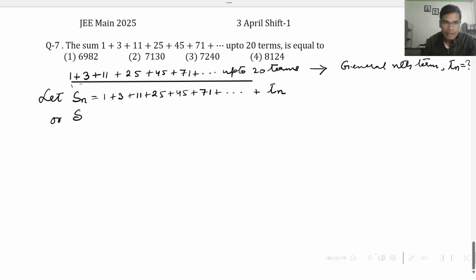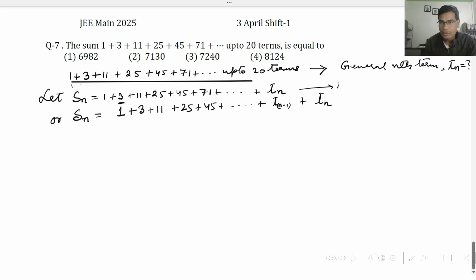Now I'll write the same sum again, but this time the first term I'll write below the second term, then the second term, which is 3, below the third term, and so on. So 11 plus 25 plus 45 plus, up to the term before the last term, that is t suffix n minus 1, which will be below the last term, then plus the last term, which is t suffix n.